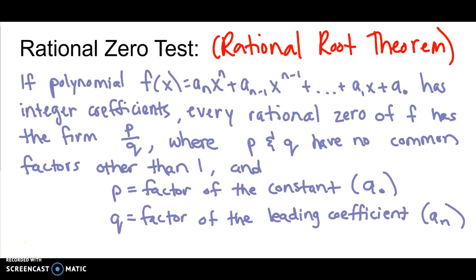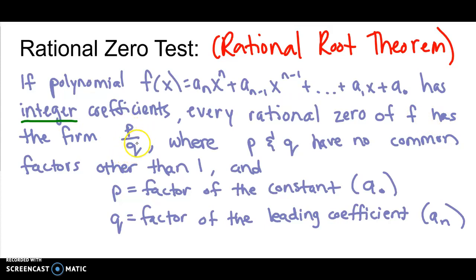The rational root theorem reads, if polynomial f of x equals, this is our polynomial notation here, a sub n x to the n plus, and as we have descending order of exponents, all the way to our constant. If the polynomial has integer coefficients, and that's a really important detail here, that all of these coefficients in front of our x terms must be integers, then every rational zero of f has the form p over q.